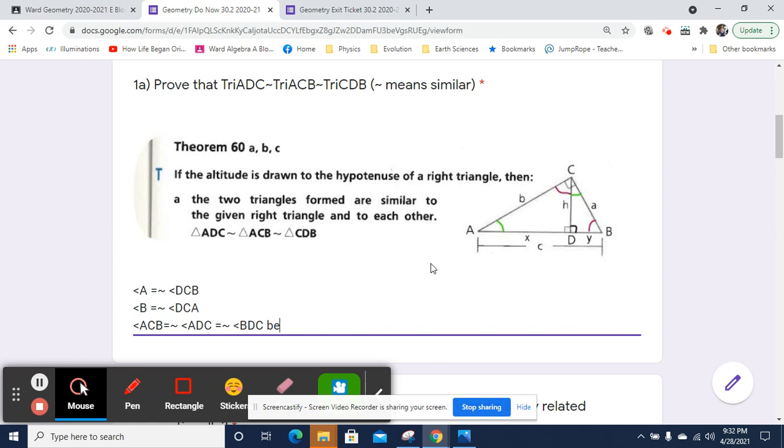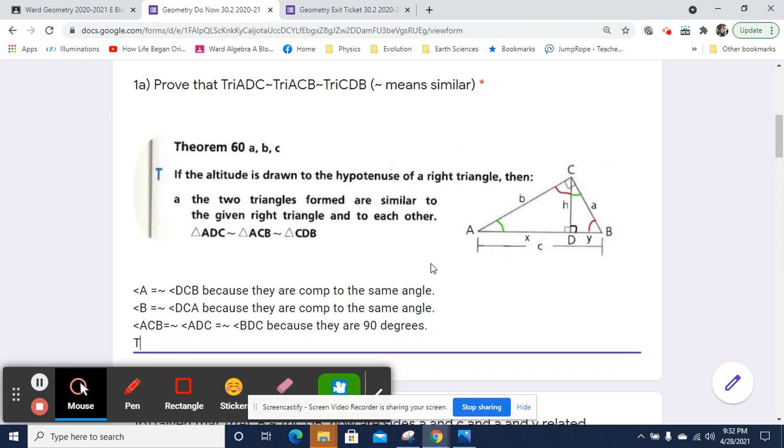These are because they're 90, and right angles are congruent to each other. Angle A and angle BCD are congruent because they are complementary to the same angle. And these two for the same reason, because B and DCA are complementary to the same angle. Okay, now we have what we need to prove that the triangles are similar.